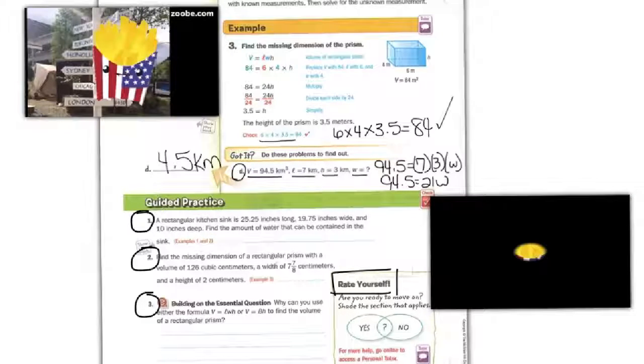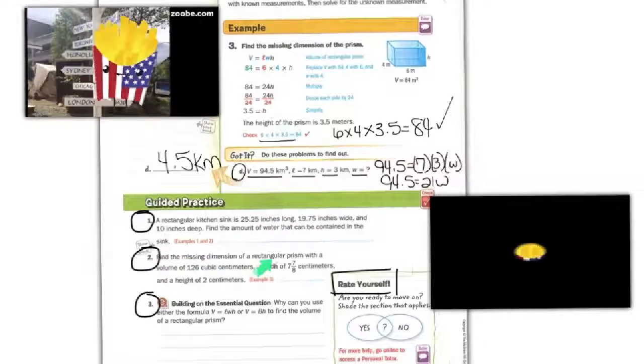Okay, so like Freddie said, I'd like you to solve the following problems. This one says a rectangular kitchen sink is 25.25 inches long, 19.75 inches wide, and 10 inches deep. Find the amount of water that can be contained in the sink. That is simply a volume question. It's all decimals. You should be able to handle that.